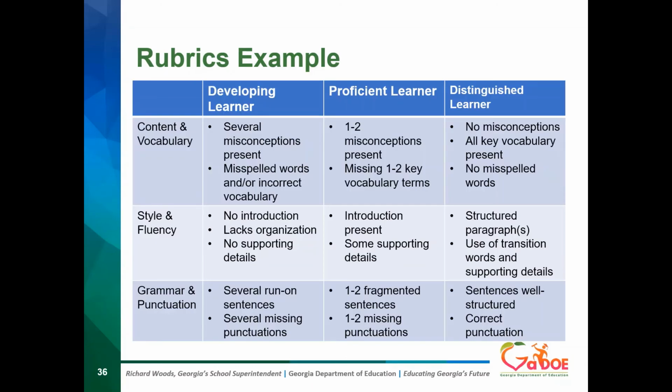Here's an example of a rubric that is used for constructed responses in science class. Notice that a student can be labeled as a developing learner, proficient learner, or a distinguished learner. And the student is evaluated on content and vocabulary, style and fluency, and grammar and punctuation. When completing constructed responses, students always have this rubric available so they know the expected guidelines for a proficient learner and a distinguished learner, therefore eliminating any doubt of what is expected in the classroom.